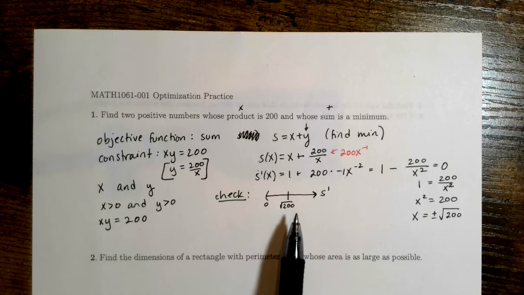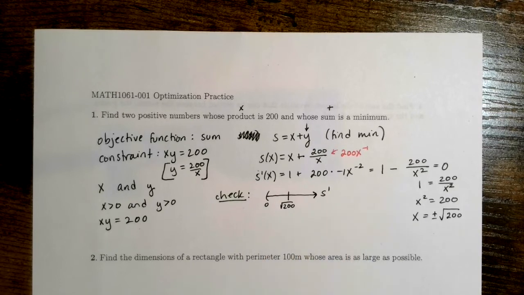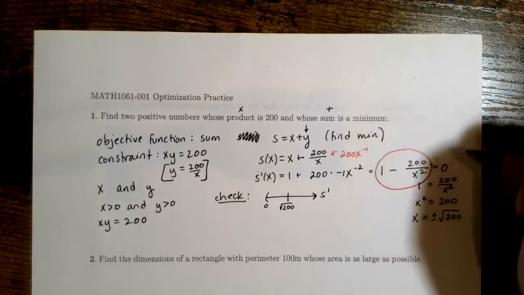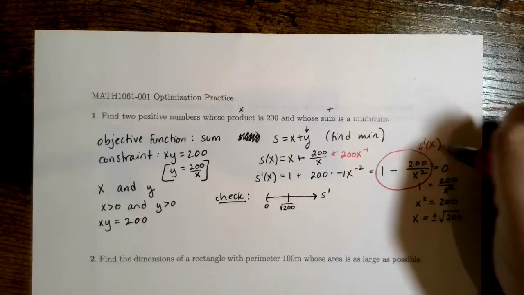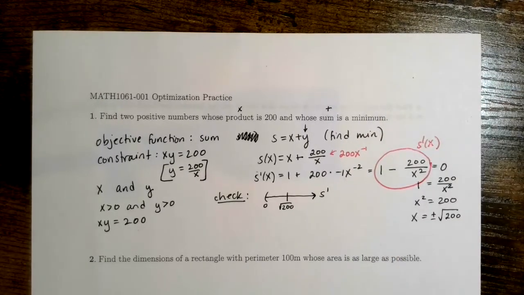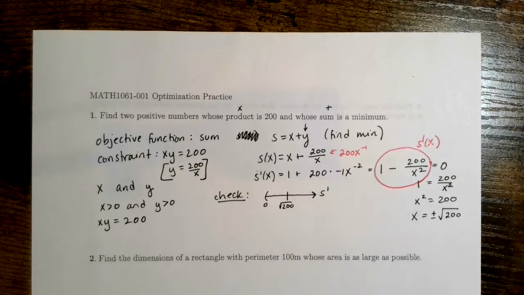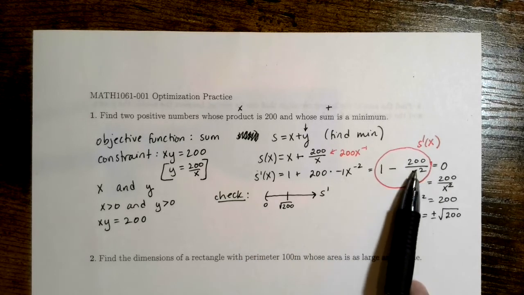All right, so we're going to put test numbers into s prime. I'm going to use this version of s prime right here because I find it the most usable, but anything along the way like this version also would have worked. All right, so I need a number less than root 200 but greater than 0. Don't overthink it. Let's plug in like 1. So s prime of 1 puts a 1 right here. I have 1 minus 200, that's negative.